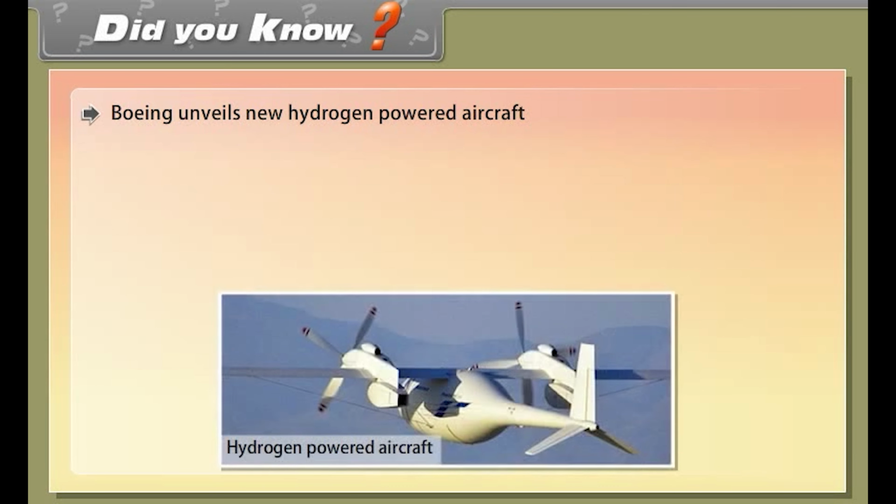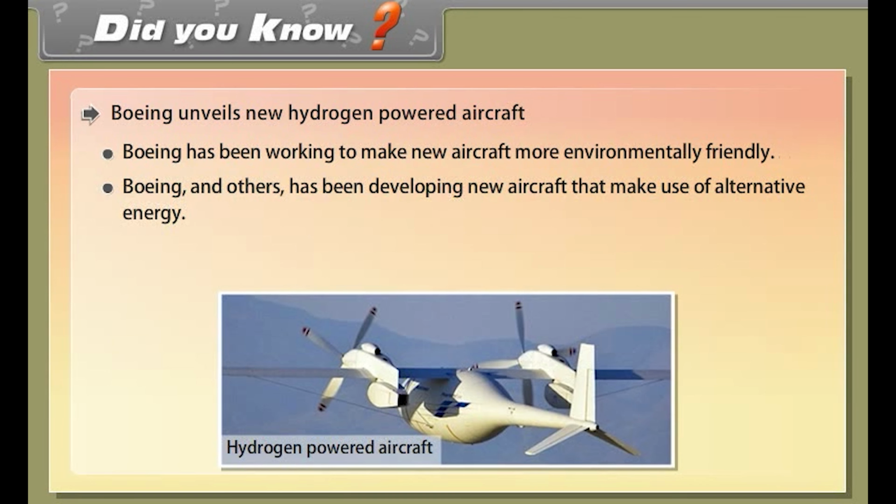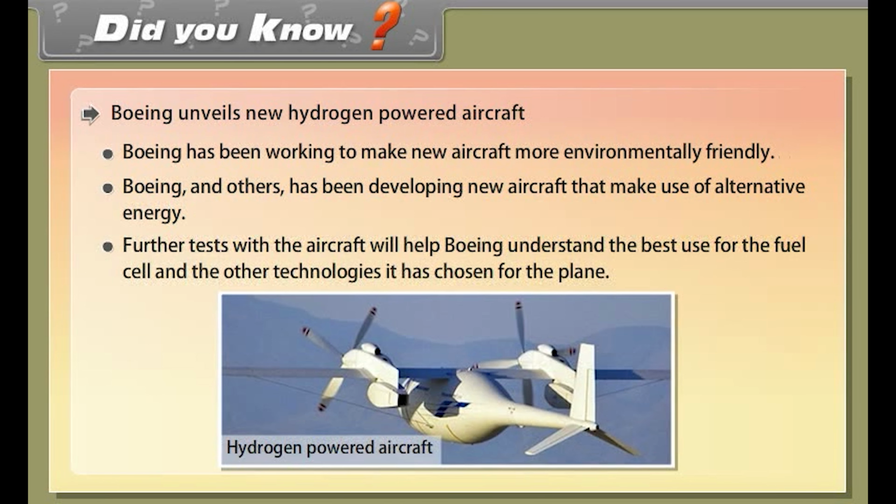LaH2.87. Did you know? Boeing unveils new hydrogen-powered aircraft. Boeing has been working to make new aircraft more environmentally friendly. Boeing and others have been developing new aircraft that make use of alternative energy. Further tests with the aircraft will help Boeing understand the best use for the fuel cell and the other technologies it has chosen for the plane.